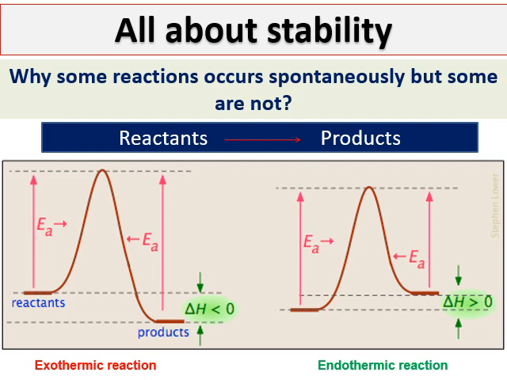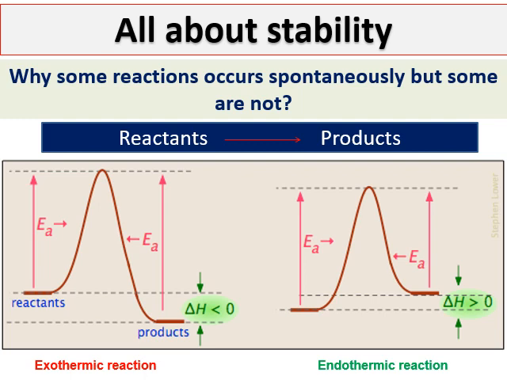Spontaneity and non-spontaneity. Why do some reactions occur spontaneously and some are non-spontaneous? To explain this, consider reaction coordinates for a reaction from reactants to products. The starting materials are called reactants, and the final objects are called products. In the first one, on the left side of the screen, the energy of the reactants is higher than the products, meaning reactants are less stable than the final products.